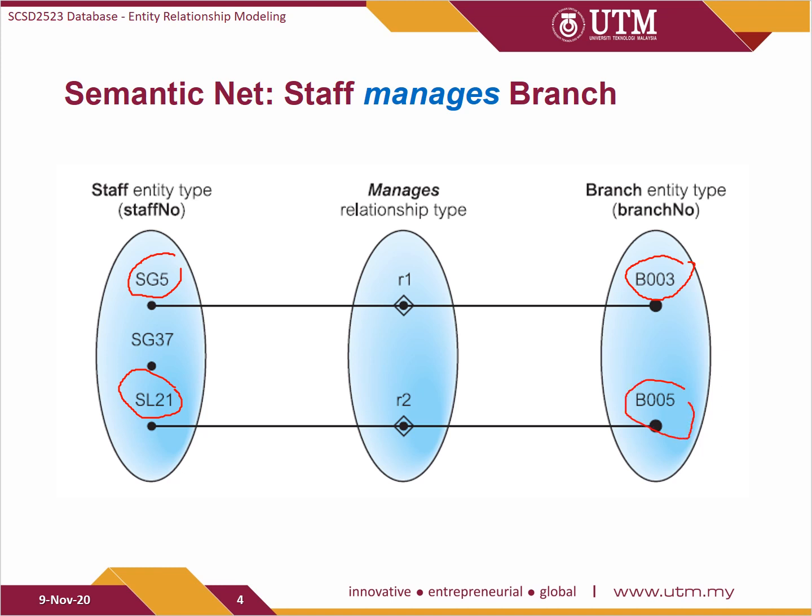But staff number SG37 does not manage any branch. In other words, a member of staff can manage 0 or 1 branch, and each branch is managed by one member of staff. As there is a maximum of 1 branch for each member of staff involved in this relationship, and a maximum of 1 member of staff for each branch, we refer to this type of relationship as one-to-one.